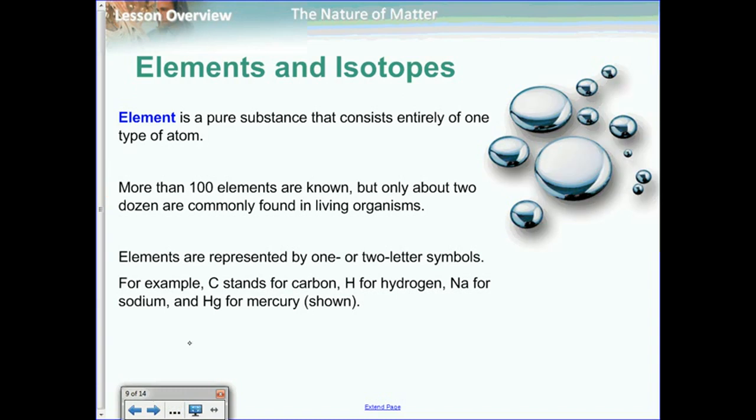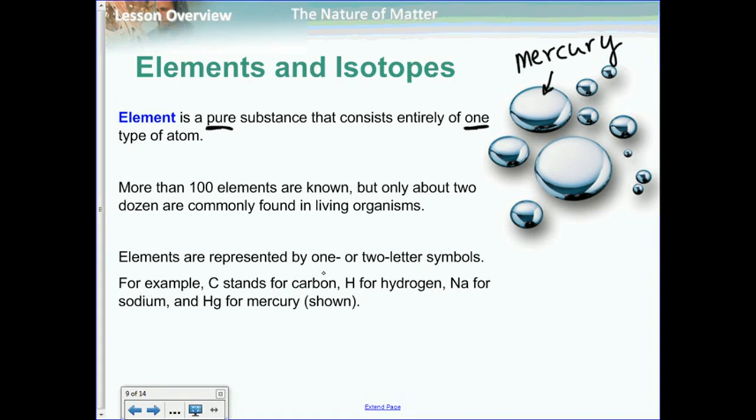So before we talk about isotopes, let's talk about elements. Elements are pure substances. These pure substances consist of only one kind of atom. So this is an example of the element mercury, one of the few liquid elements. And every single atom in here is a mercury atom. There's not anything else there. There are more than 100 elements known, 118 to be exact. There's only about 24 commonly found in living organisms, so those will be the ones we focus on in biology.